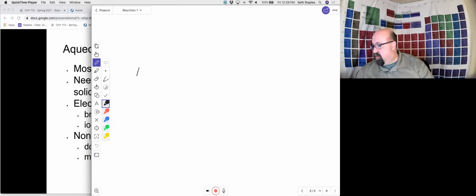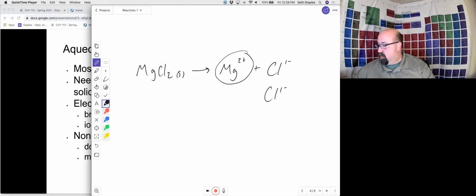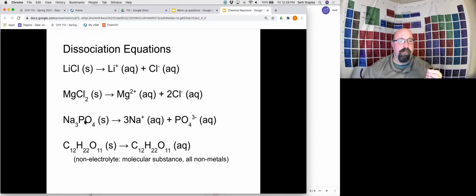And so MgCl2 as a solid is going to split up into Mg2+ ions, but also the chloride ions. We've got 2 of them in there. Now, all 3 of these are floating around as separate entities within the solution. So they're all separate from each other, all floating around and bouncing around in there. And so they are no longer bound together. They've dissociated from each other.